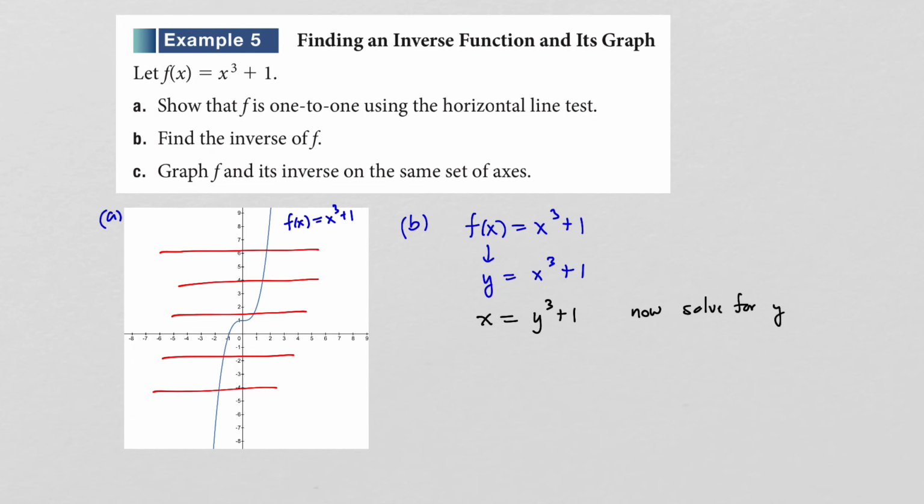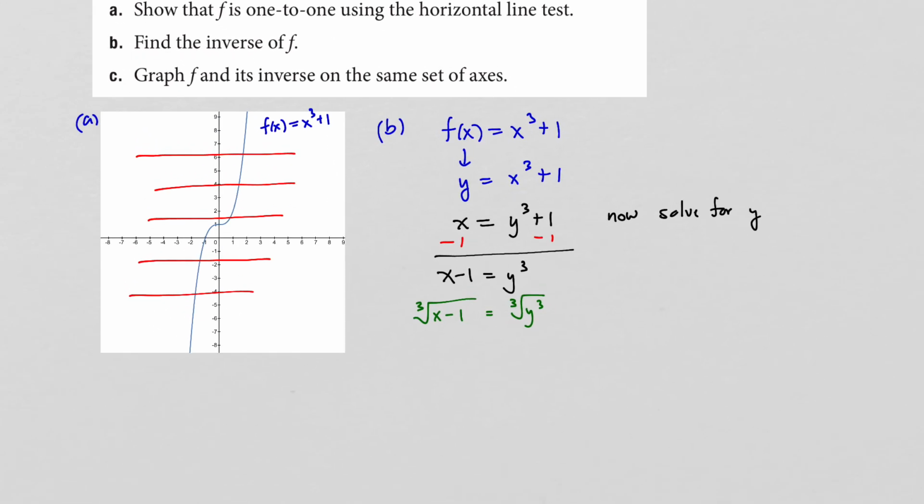After doing this step, we are now going to solve for y again. So to solve for y, I will subtract 1 from both sides here, which gives us x minus 1 is equal to y cubed. And then to solve for y, we need to cancel the cube. And to cancel a cube, you need to take a cube root. So we take the cube root of the left-hand side and the cube root of the right-hand side. And when we do this, we get the cube root of y cubed is y, and on the left-hand side, we have the cube root of x minus 1. And this is our inverse.